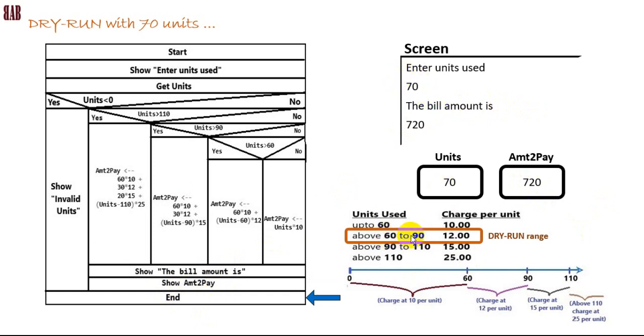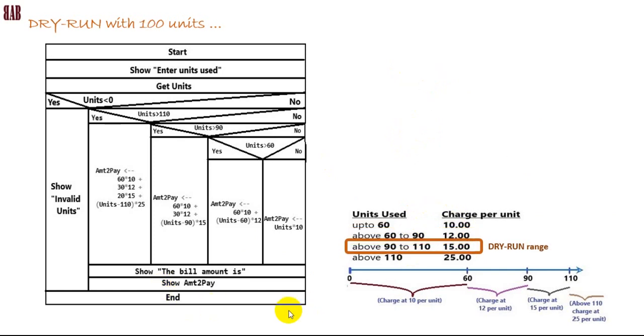As you can see, the moment you put 70, you can put other values in between 60 and 90 and check that also, right? So when you put 70, it says the bill amount is 720. So this 720, the first 60 is calculated at 10. The balance 10 will be calculated at 12. Because that's how we wanted the calculation to be done. So it's doing accordingly and giving us 720, and we are terminating to this.